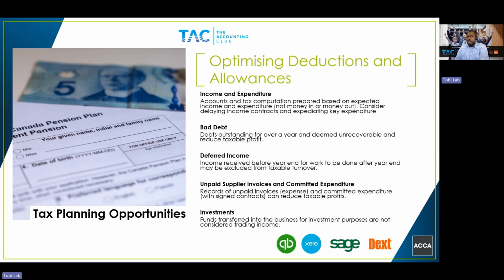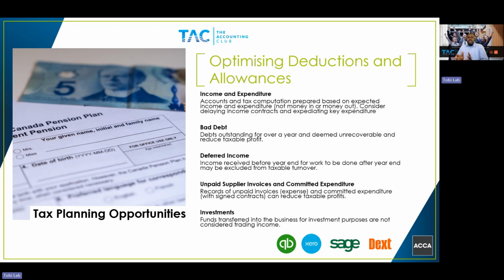Next planning opportunity is bad debt. So if you have a lot of receivables that have been outstanding over a year and you feel that you will not be able to recover this, then those can be written off to reduce the amount of income that will be subject to tax. Bad debt. Okay, deferred income.